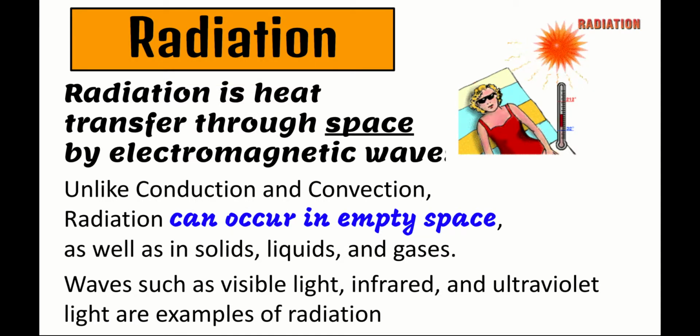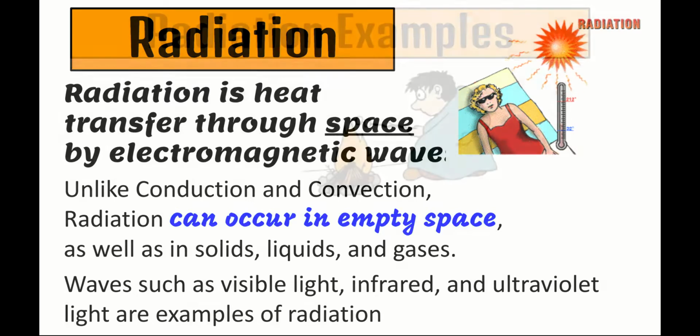Now, our last example of heat transfer is radiation. And radiation is the transfer of heat through space by some sort of electromagnetic wave. So if you look at the image there, you see the sun. That's our classic example of heat transfer due to radiation. So this is different than conduction and convection because it occurs in empty space, but it can also occur in solids, liquids, and gases. So there's different types of wavelengths that emit radiation. We know visible light, infrared, UV. Not all of them are visible to our eyes, but they are in fact occurring.